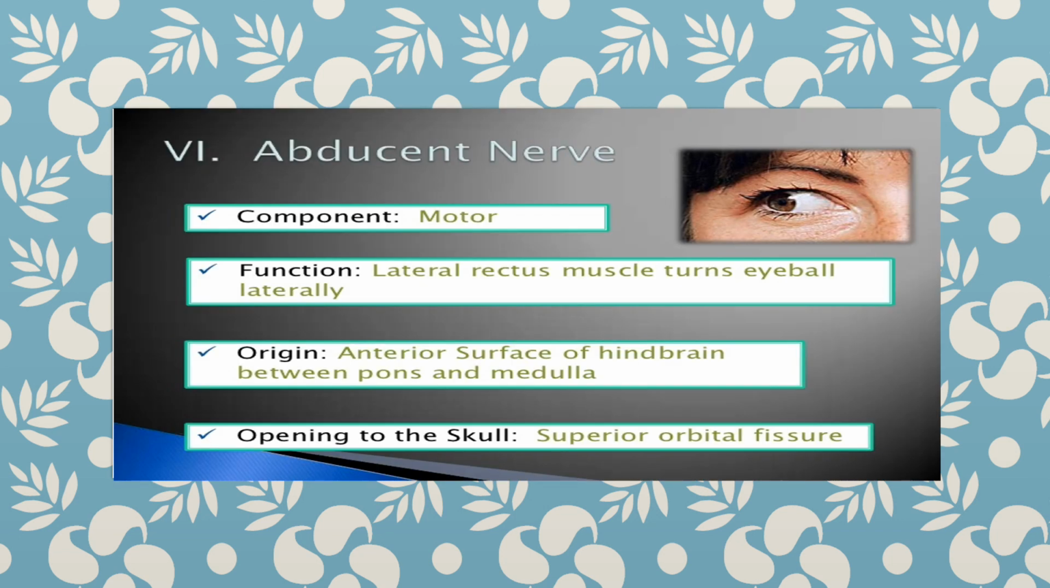This is the summary of the nerve. This is a purely motor nerve and it supplies the lateral rectus muscle, so it helps the eyeball to move laterally in anatomical position. It arises from the hindbrain between the pons and medulla, and it enters into the orbit by way of the superior orbital fissure.